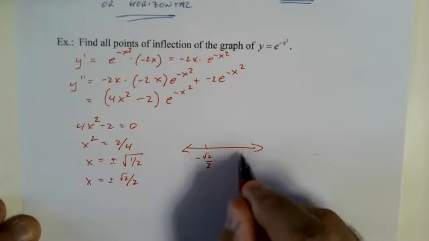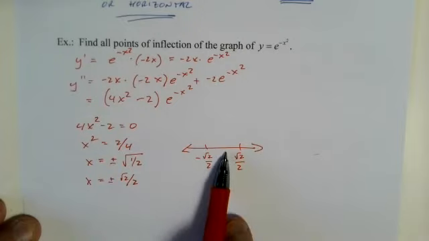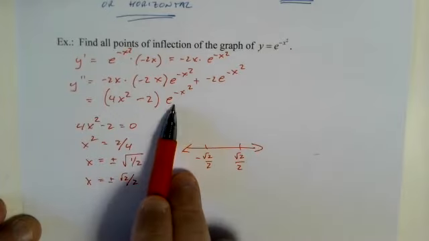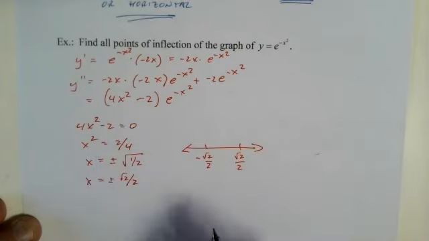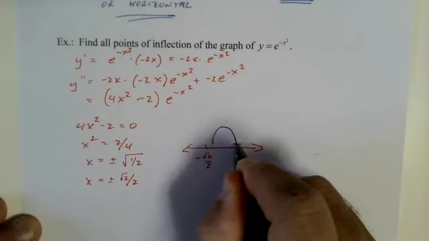Negative root 2 over 2, positive root 2 over 2. Okay, plug in 0 to the derivative. Always positive, who cares? Either the 0 is 1, negative 2, so negative. I'm not going to screw it up again, I hope. Concave down.